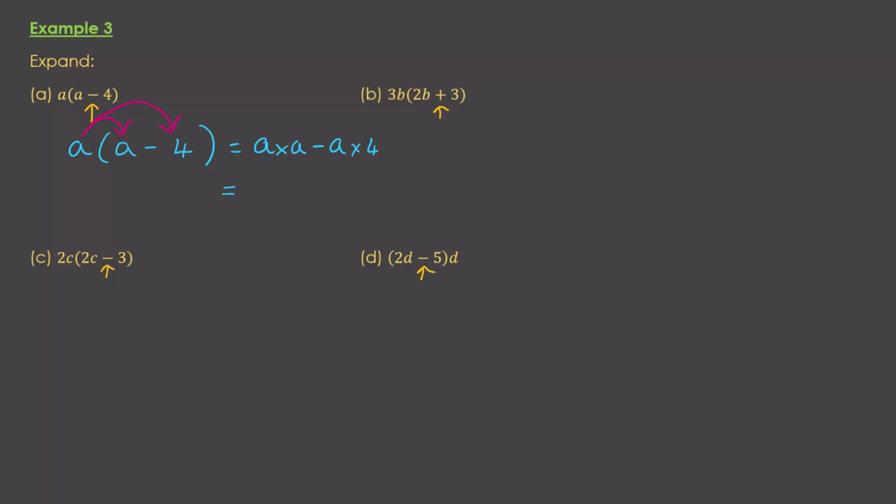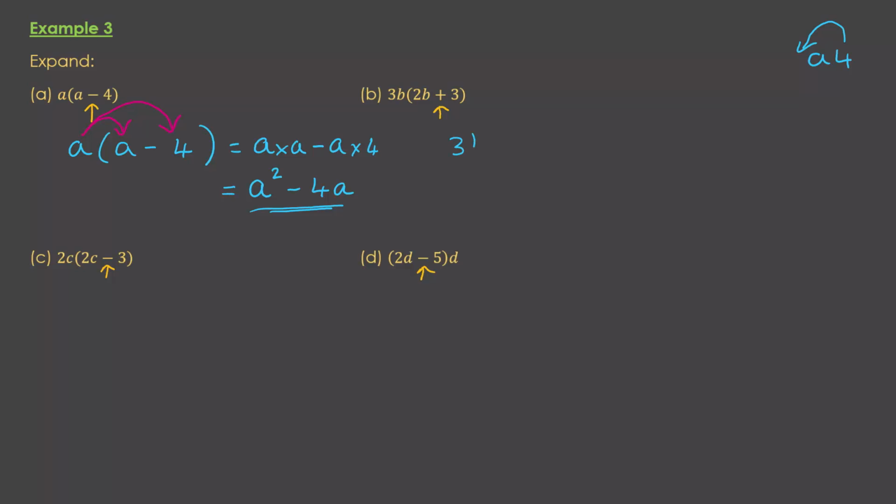Now you should know that A times A is known as A squared. A times 4, well, we don't put the multiplication sign in, but nor do we write A4. By algebraic convention, the number goes in front. So we would write this as 4A.